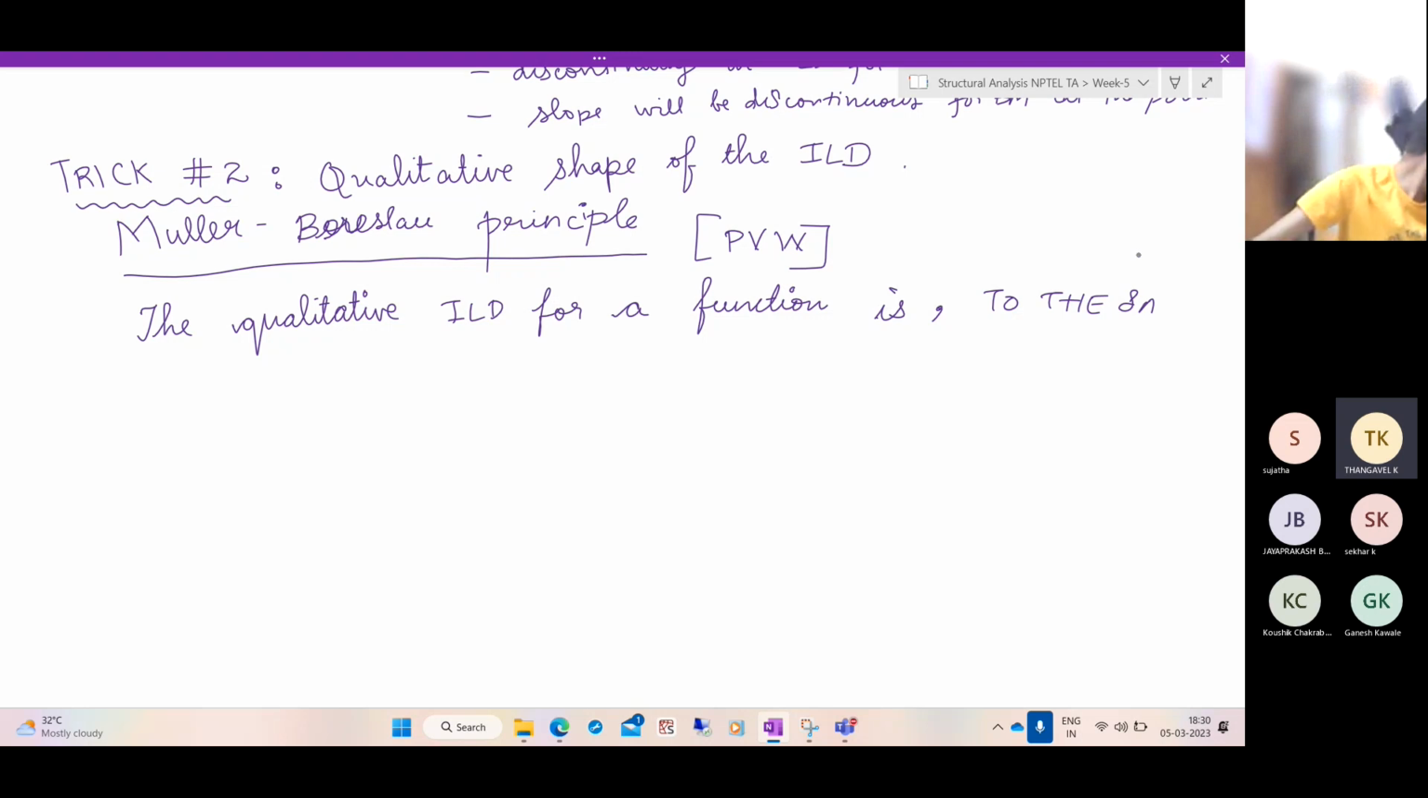Wait, just a minute. To the same scale or to some scale? Let me check that. The same scale.